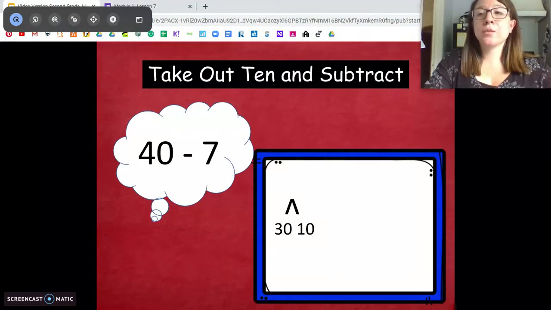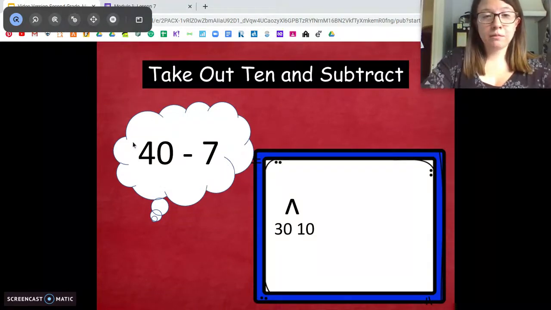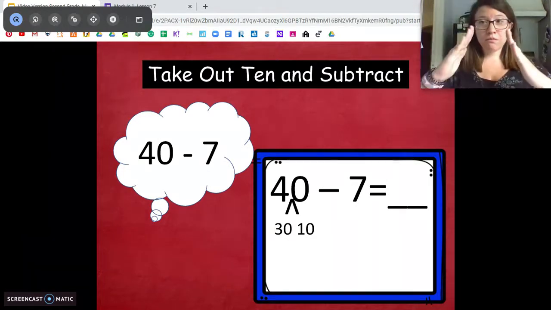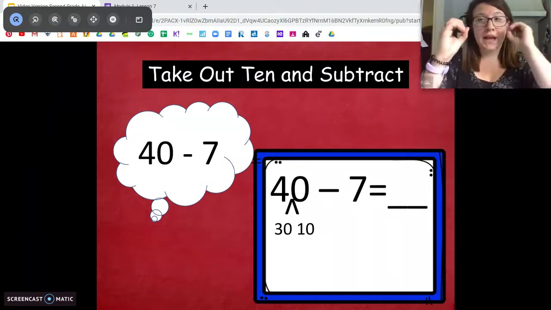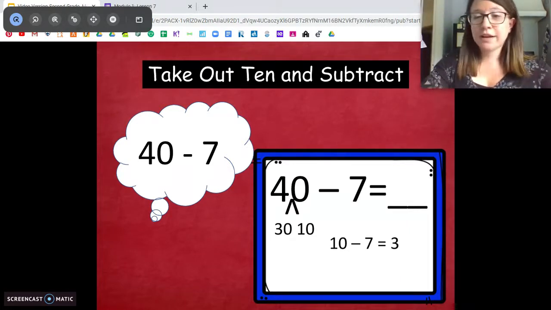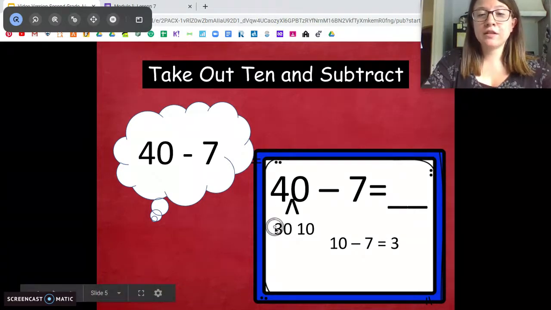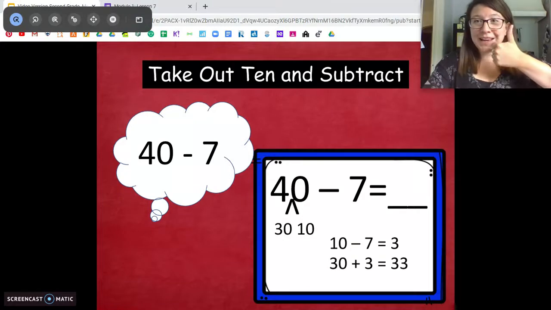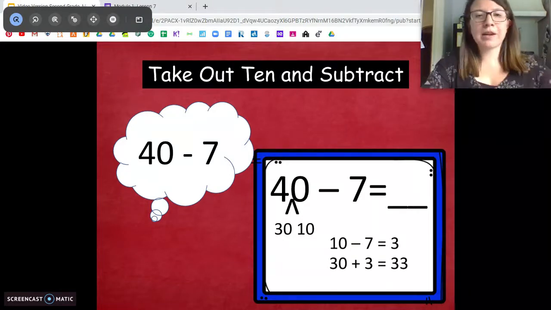Ready? Okay. So we're going to break down our multiple of 10. Taking out 10, 10 and 30 are two parts. Now we're going to take 10 minus 7 to get our easy fact. Equals 3, and then we have to add in our extra. 30 plus 3 equals 33. Thumbs up if you got it. If you didn't, that's all right. We're going to do another one.